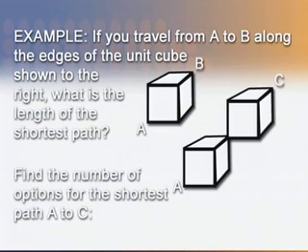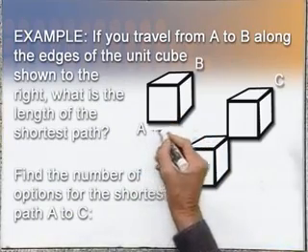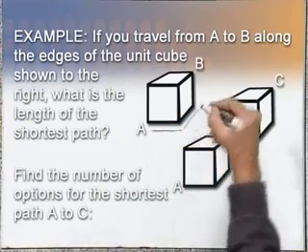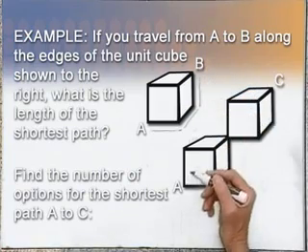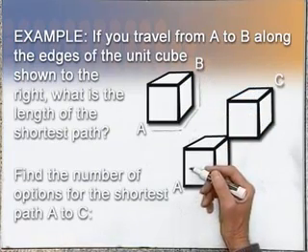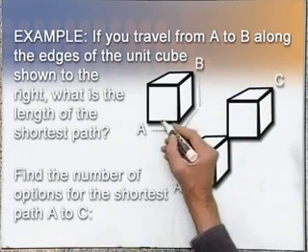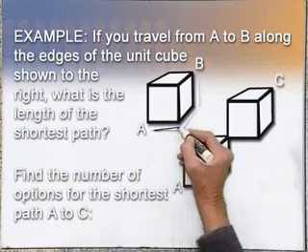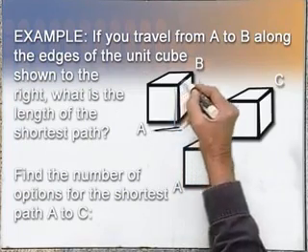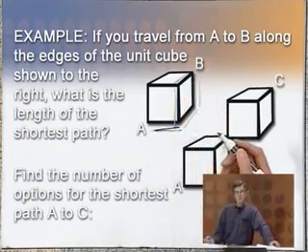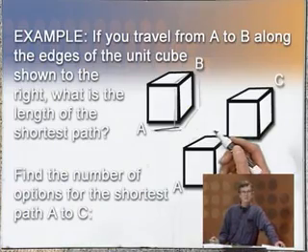Well, let's see. When I say a unit cube, what I mean is that every edge there is 1 unit long, like maybe 1 foot long. So if I go from A to B, I could travel this way and then this way. How long would that path be? 3 units. Another possibility is I could go this way, then straight up, and then across the top, and that's going to be a length of 3 also.